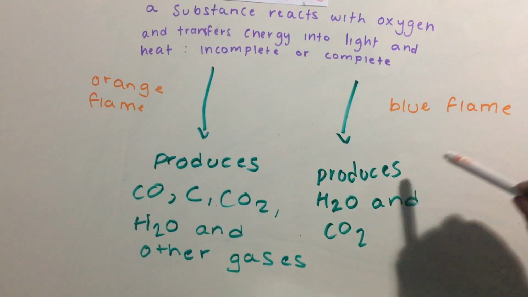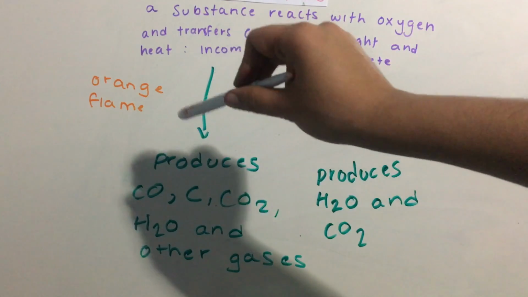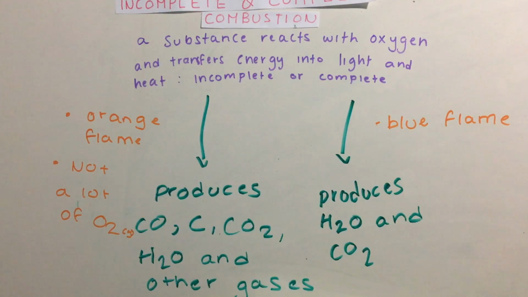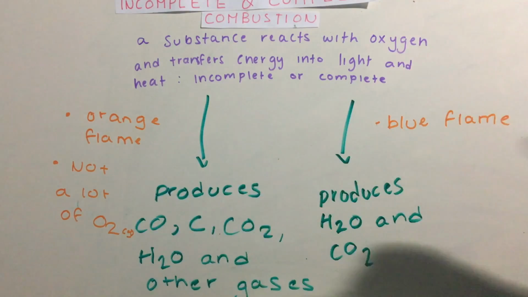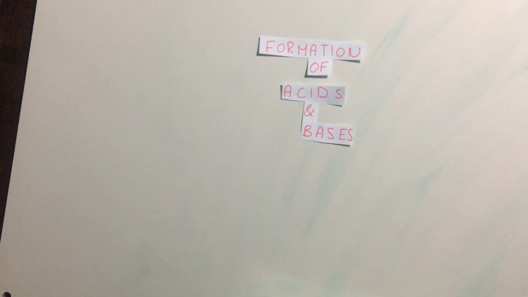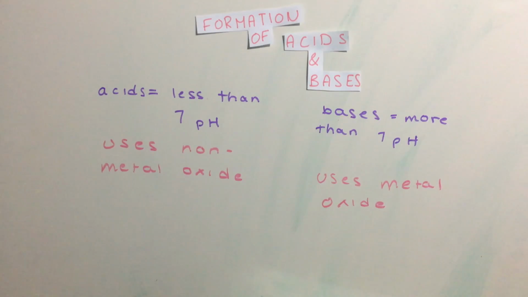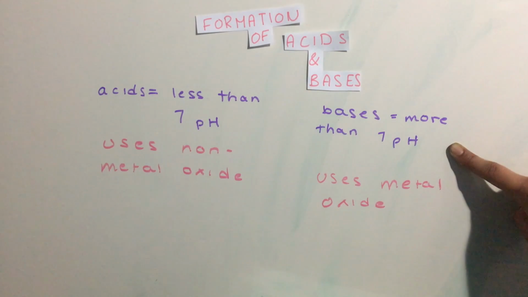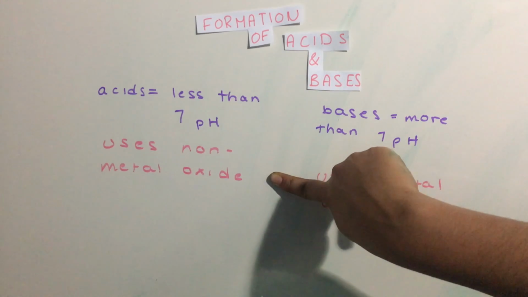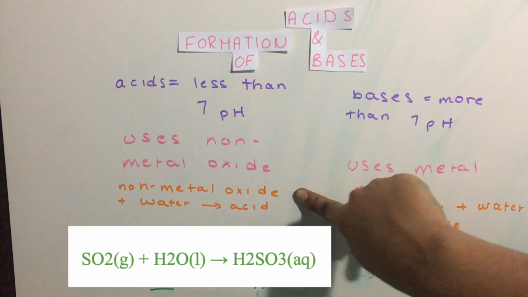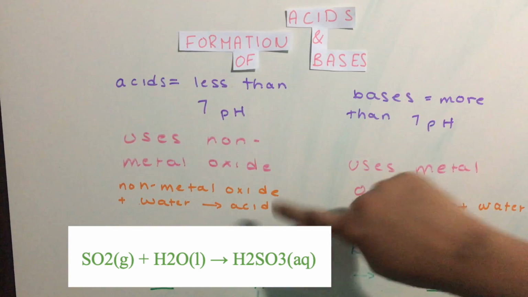Another difference is that incomplete combustion has an orange flame and complete combustion produces a blue flame. Incomplete combustion occurs without a sufficient supply of oxygen in comparison to complete combustion, forming acids and bases from nonmetal and metal oxides. Acids have a pH less than 7, while bases have a pH more than 7. Acids are formed using nonmetal oxides, while bases are formed using metal oxides. To form an acid and a base, they both require water as one of the reactants.